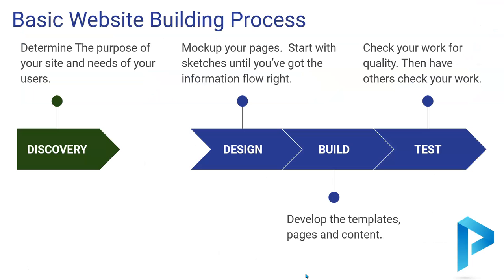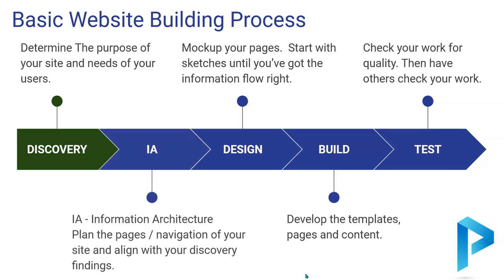So once you've done that, now you need to plan your information architecture. Once you've figured this out, you should have your brains wrapped a little bit around what it is that you're trying to do and how you might best do it. Now you need to sketch that out on a page. Before you even get into the pretty stuff in design, you want to say, okay, what pages am I going to need to get users from A to B? So information architecture: planning the pages and navigation of your site, and aligning it with your discovery findings.